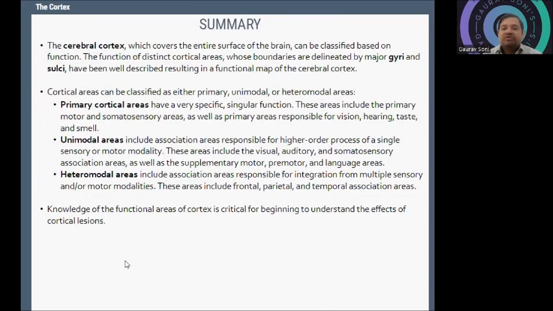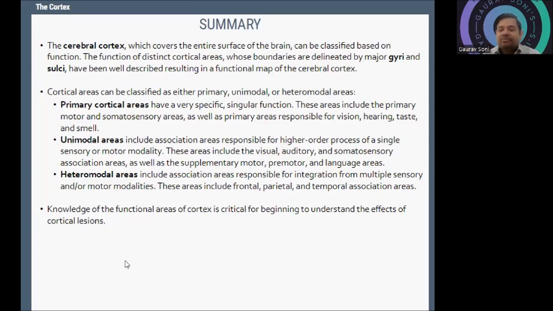So till now, what we have seen is the cerebral cortex, which covers the entire surface of the brain, can be classified based on the functions. The functions of distinct cortical areas, whose boundaries are delineated by the major gyri and sulci, have been well described, resulting in the functional map. This was called the functional map of the cerebral cortex. Like primary, unimodal or heteromodal areas, the primary cortical areas have very specific singular functions.